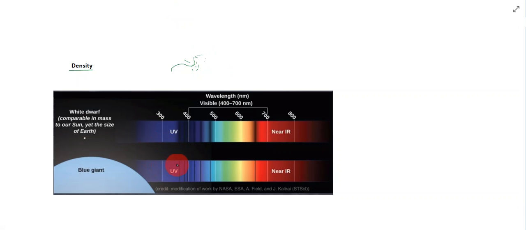Another way to think about it is that the position of the lines, where the lines are positioned on this spectra, tells us the composition, or what the particular star is made up of.